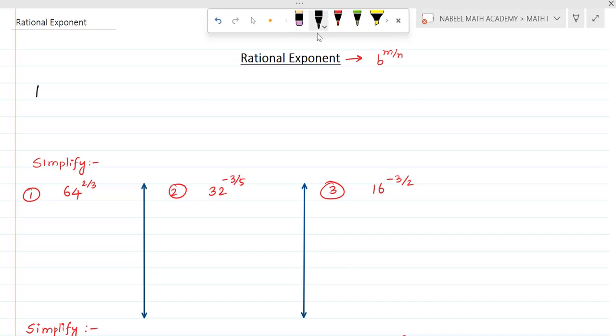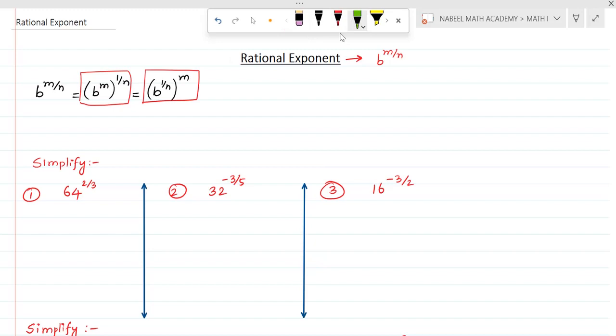We have b to the power m over n. It can be written as b to the power m, whole to the power 1 over n, or it can be written as b to the power 1 over n, whole to the power m. So which one is better? Do we apply the power first and then the root, or apply the root first and then the power? Let us see with an example.